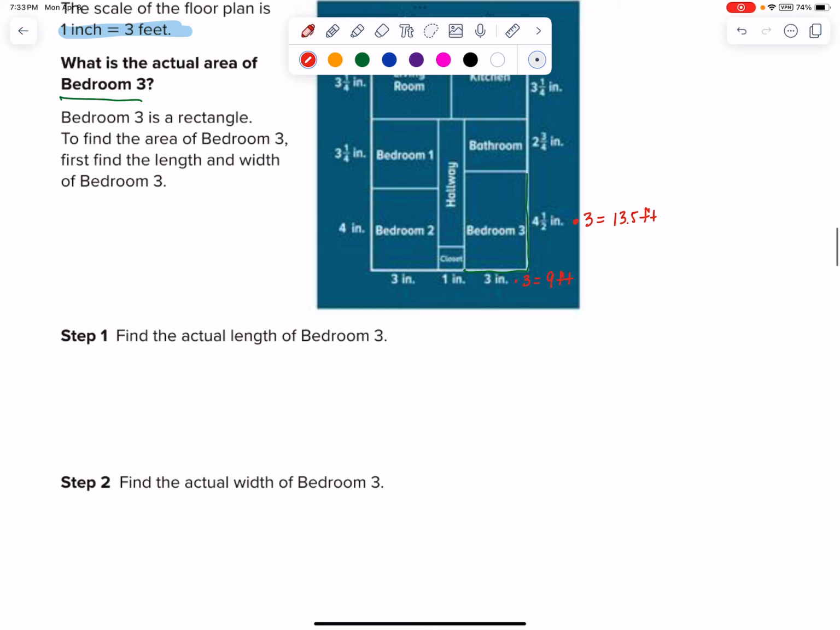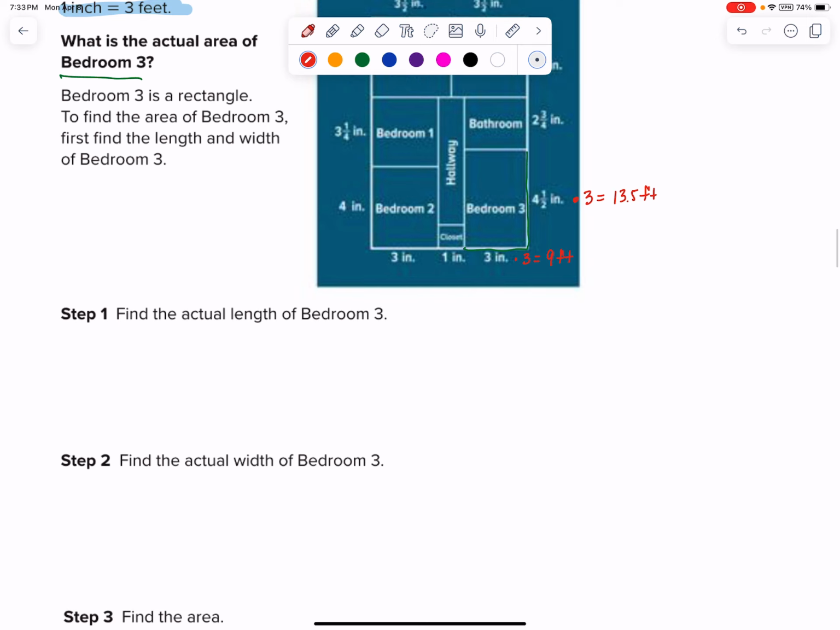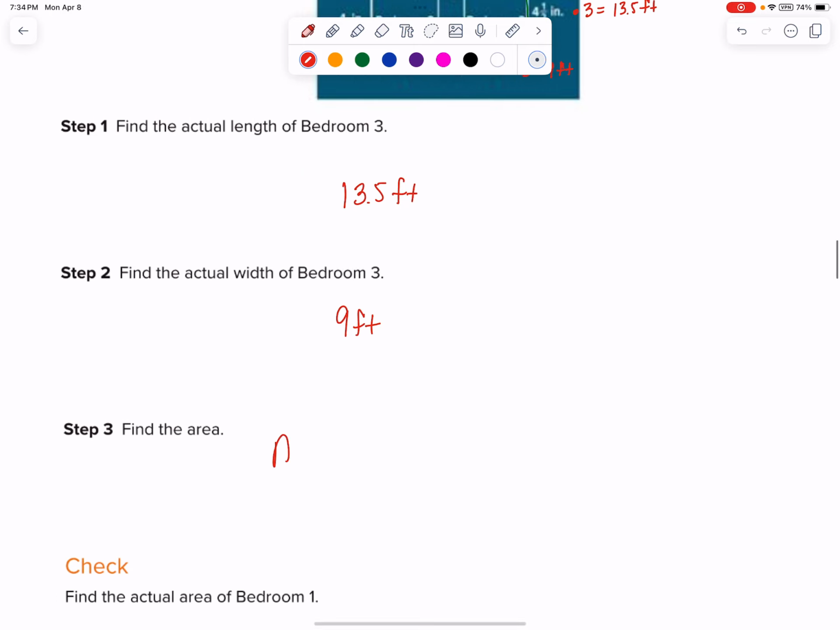We need to find the actual length and actual width. So our actual length was 13.5 feet. Our actual width is 9 feet. So what is the area? Well, our area formula is length times width. So our area equals 13.5 times 9.